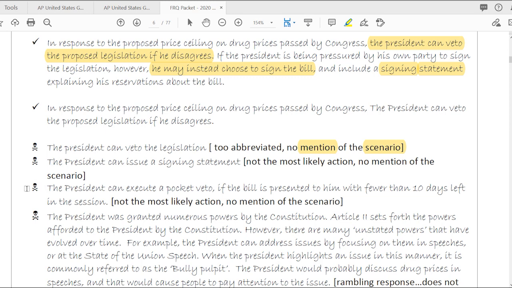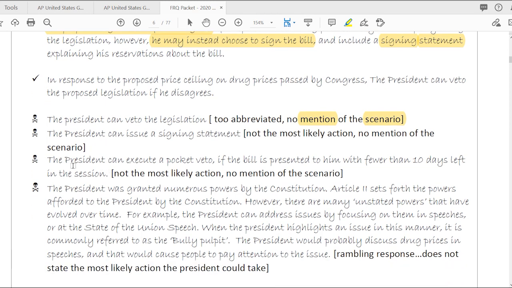Let's look at this next one. My little skull and crossbones means don't do it. The president can execute a pocket veto if the bill is presented to him with fewer than 10 days left in the session. Also very clever, but extremely unlikely. Certainly not the most likely action, and once again, no mention of the scenario.